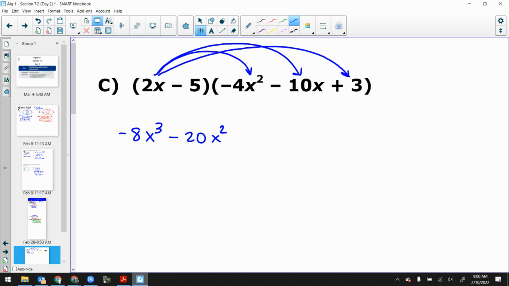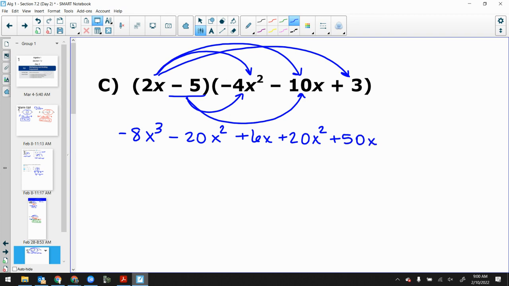2x times 3, 6x. And now we bring in the negative 5. Negative 5 times negative 4x squared is a positive 20x squared. Negative 5 times a negative 10x is a positive 50x. And then a negative 5 times a positive 3 is a minus 15.